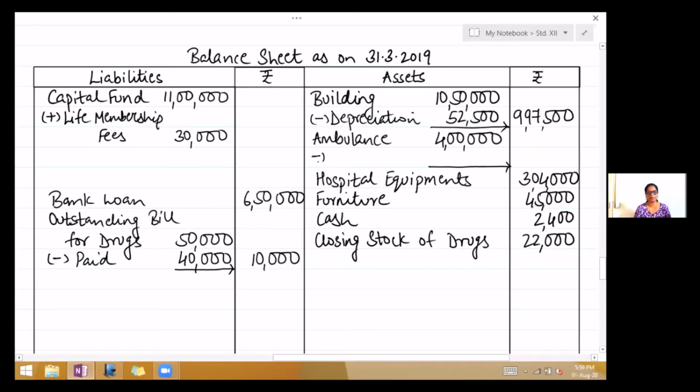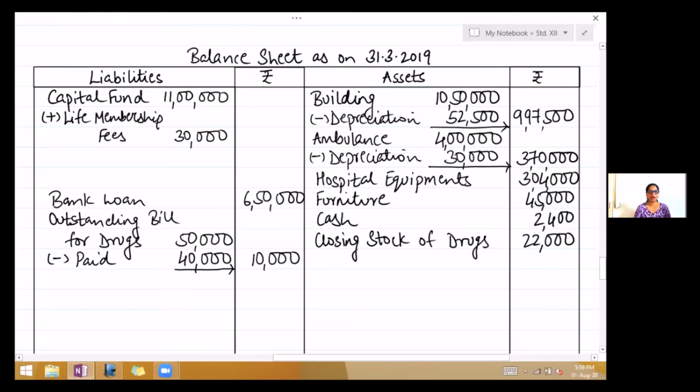Now for ambulance, they have straight away given us the amount. So write less depreciation 30,000. Deduct, take it to the outer column. It's 3,70,000. So first effect of depreciation we have deducted from the asset.